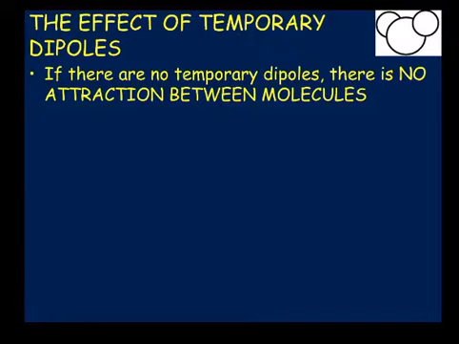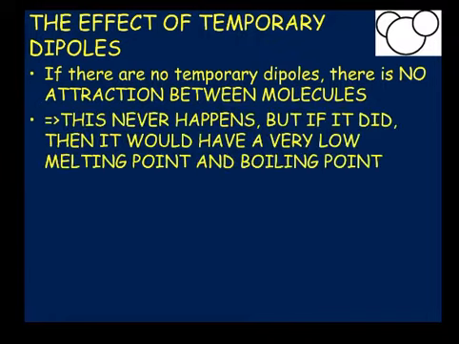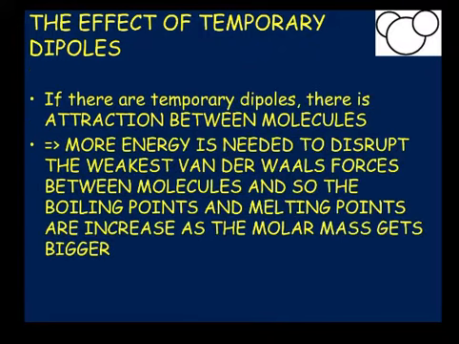Once you have done that, or maybe before you do that, to help you, the effect of temporary dipoles: if there are no temporary dipoles, there's no attraction between your molecules. Now the reality is this never happens because the electrons are always moving, but if it did, then the boiling point and melting point would be exceptionally low, like we're talking in the negative hundreds. But if there are temporary dipoles, there are attractions between molecules, and therefore you need more energy to disrupt these weakest van der Waals forces between your molecules, and so the boiling points and melting points will increase as the molar mass gets bigger. So that's going to go on the bottom of page 164, or underneath that table.